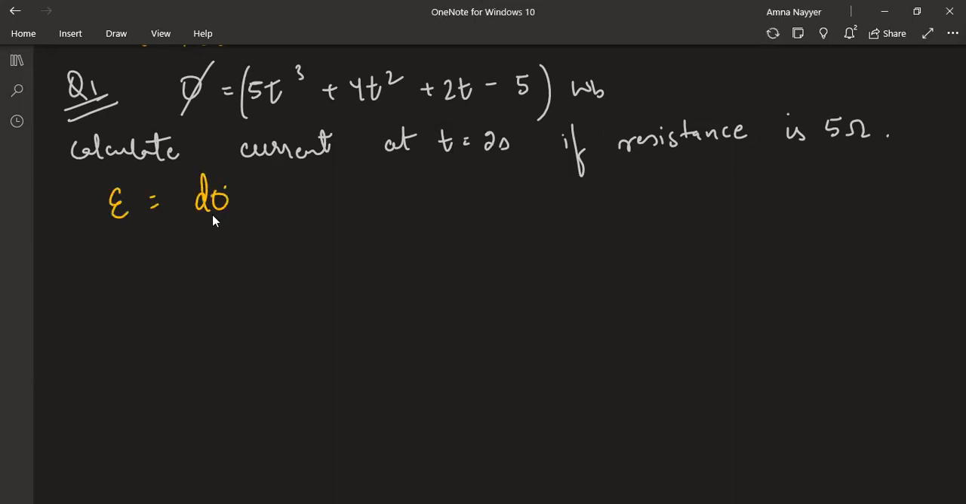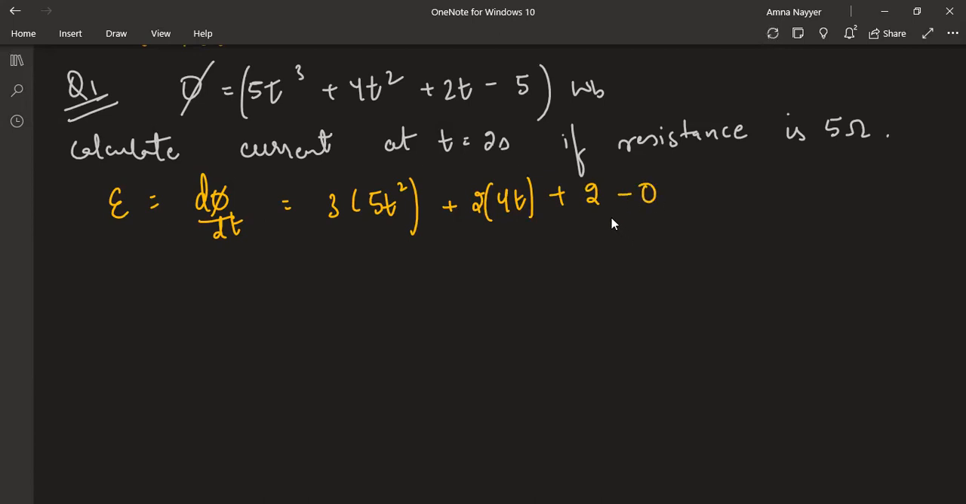That will be d phi over dt. Forget about the sign. The sign is just telling you about Lenz's law. Here we are just concerned with the magnitude. So if you differentiate, see how we differentiate 5t cubed: the power is 3, 1 gets subtracted, so that becomes 2. Plus 4t squared is there, you'll take the power and multiply, what is left? 2 minus 1, that is 1. Plus 2, because t is there, and minus 5, this is 0 because it is constant.